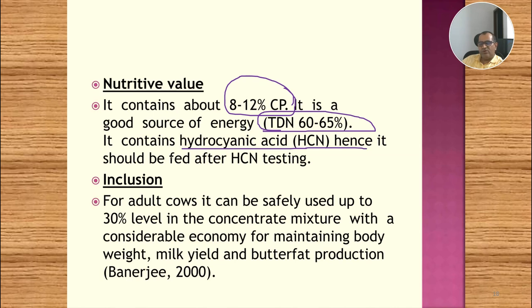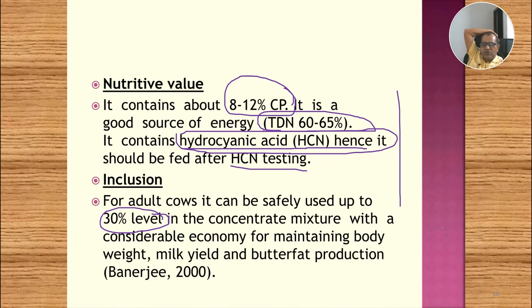Always one needs to be careful, especially about the hydrocyanic acid, and it should be fed after HCN testing only, or after soaking this cassava in water, it should be given, or else severe toxicity may also happen. So, as usual, as a feed additive, this can be added up to 30% only.